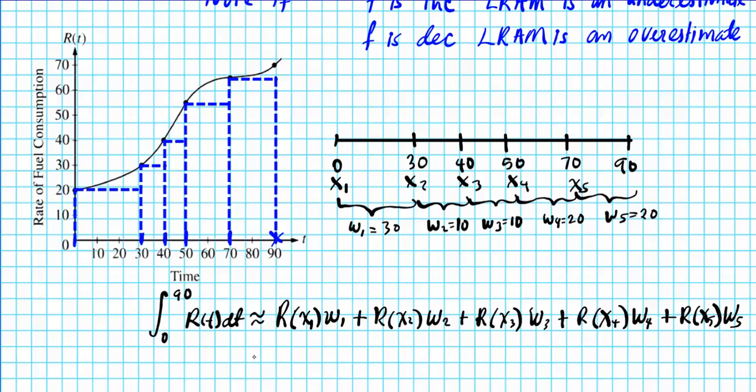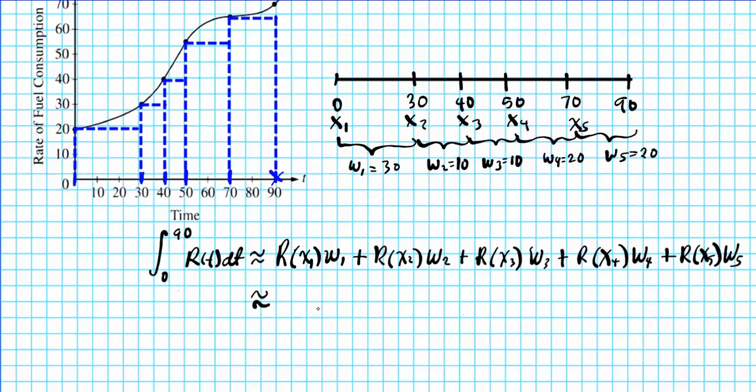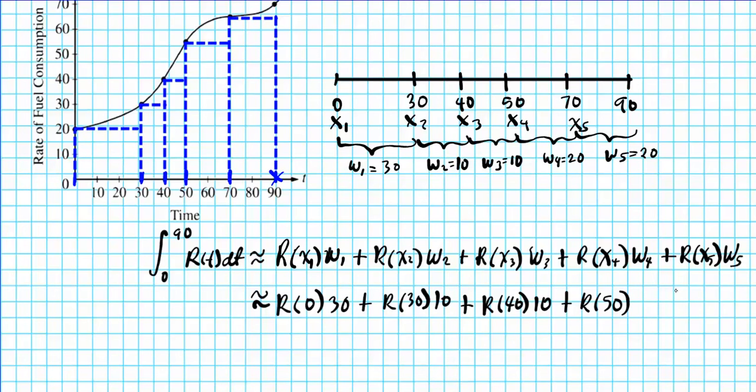Okay, so let's plug in the values that we have. We're going to have r of 0 times the first width, which is 30, plus r of 30 times the width, which is 10, plus r of x3, which is 40, times 10, plus r of x4, which is 50, times w4, which is 20. It's good to label so you don't get confused and mix stuff up. And then r of 70, that's x5, times the width of the fifth rectangle, which is 20 units wide. Then evaluate the function at these values, just use your table to speed up the process.